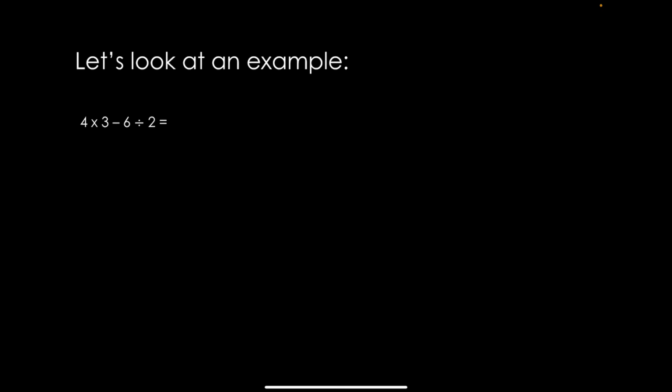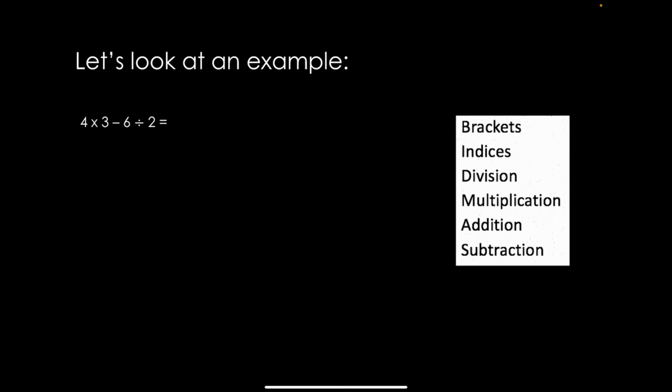Here we have a question, 4 times 3 minus 6 divided by 2. Here is our BIDMAS list, just to make sure we remember it. We've not got any brackets in here, so we haven't got to do that, all right? We also haven't got any indices, so we haven't got to do that. We do, however, have some division. We have 6 divided by 2, okay, in this question, and 6 divided by 2 is 3. So I'm just going to change that to 3.